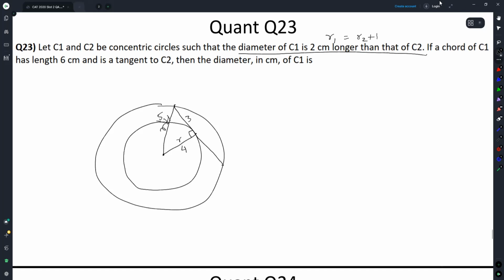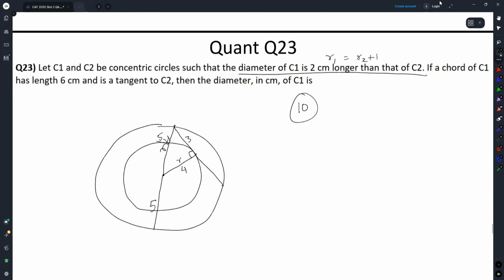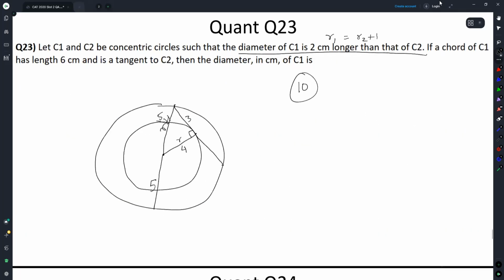Then the diameter in centimeter of C1 is. This is 5. This is 5. Answer should be 10. Yes. But then this has a knock-on effect. I didn't get this question right at first, and because of that I wasn't confident in this one either at the start that I would be able to do it. Okay. But numbers are nice. 5, 3, 4. Okay. Let's move.